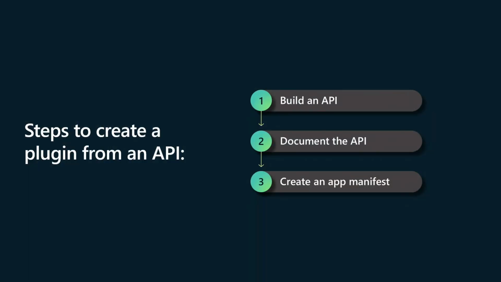You need to build your API. You're going to want to document that API using the OpenAPI specification. And then you need to create your app manifest. This document is going to instruct Copilot how to interact with your plugin. And we'll get a little more into what that means later.